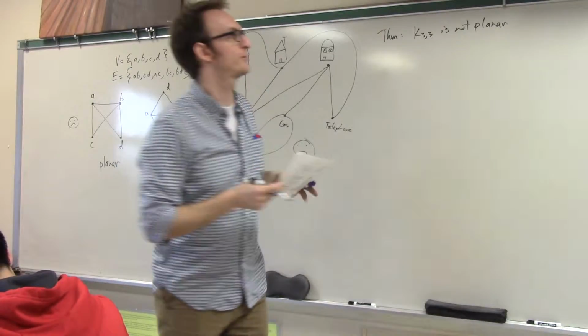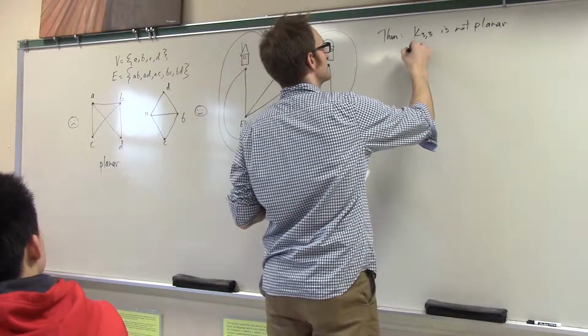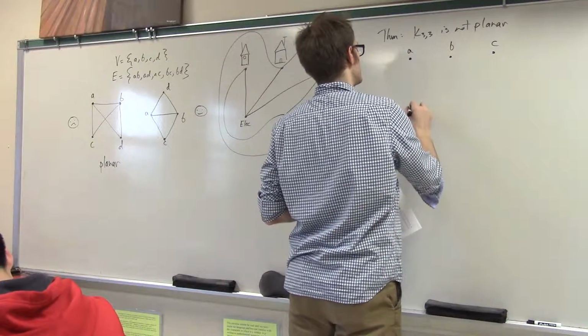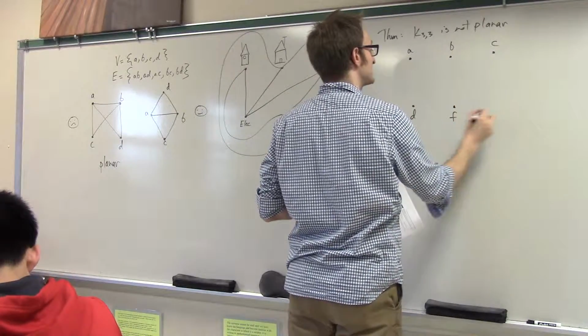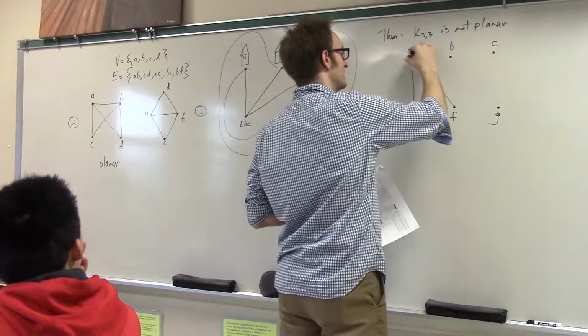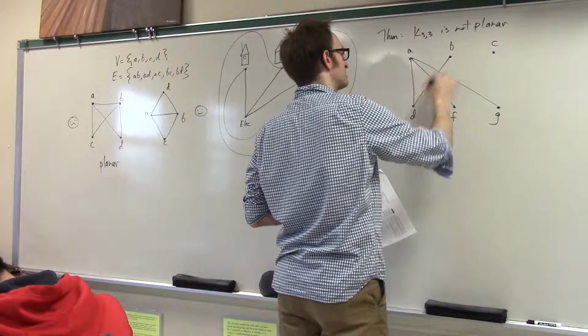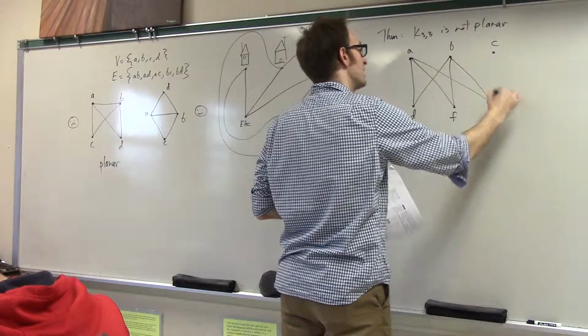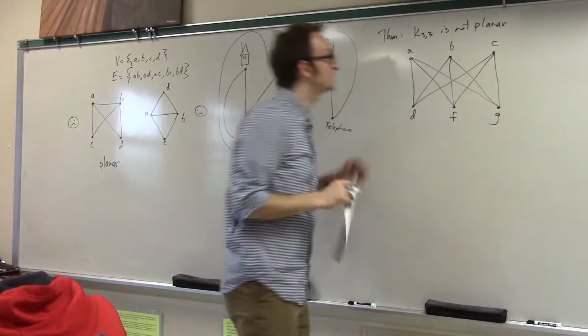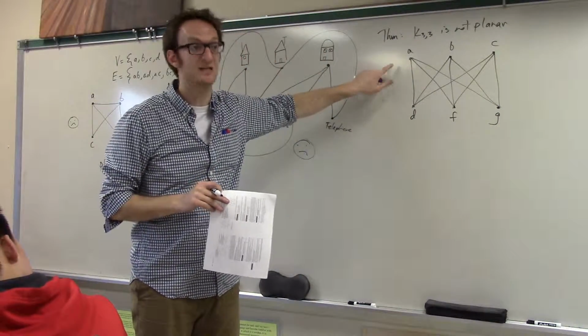Okay, what is K33? K33 is this graph. It's the graph ABC, and then there's DEF. It is the complete bipartite graph of order 3. A is connected to each of these. Well, this time I'm not even trying, I'm just drawing it. So the vocab here is that we say this particular embedding is not planar.